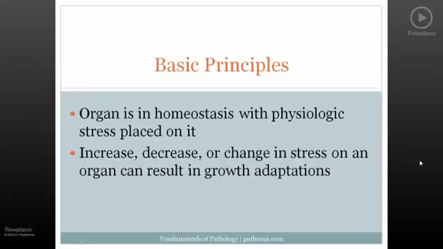Now, if there is an increase in stress, or a decrease in stress, or a change in stress on an organ, then the organ will undergo growth adaptations. And these growth adaptations is what we want to discuss over the next few minutes. And generally speaking, the growth adaptations are very high yield for examinations.